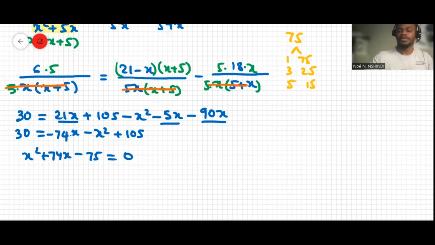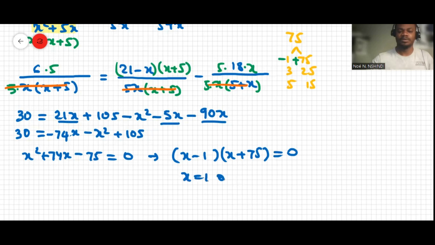Okay, now the factors of 75 are there. The ones that can make a sum equal to 74 are 1 and 75. So over here it must be a negative 1 and a positive 75. Therefore, you can find the quadratic trinomial by placing negative 1 there and positive 75 there, equals 0. So which means x is 1 or x is negative 75. Okay.